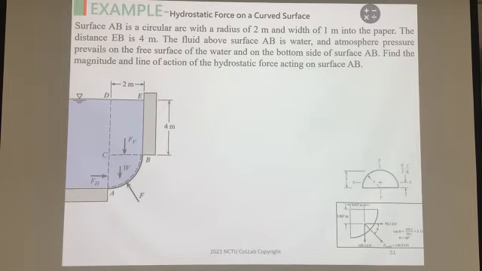Okay, so we just do this exercise, and you will know how to solve these problems. So this is the surface AB, okay, and the radius is 2 meters, and please notice that the width is 1 meter into the paper.